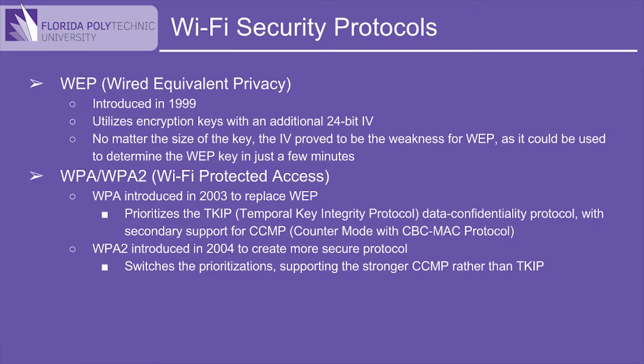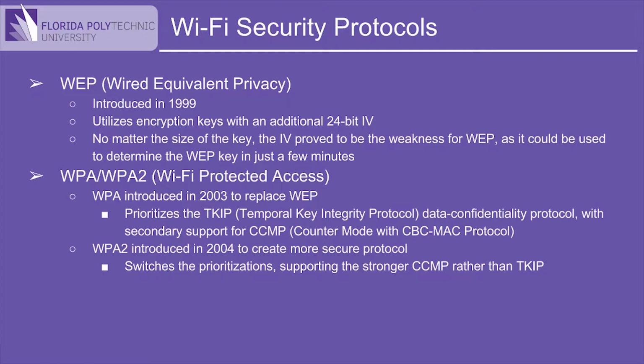So with the Wi-Fi security protocols, first you've got the WEP protocol, which is Wired Equivalent Privacy. It was introduced in 1999, and it utilizes encryption keys with an additional 24-bit IV. But basically, no matter the size of the key, it was the IV that was the real issue with WEP, because it could be used to figure out the key in a matter of minutes once people learned how to attack this protocol.